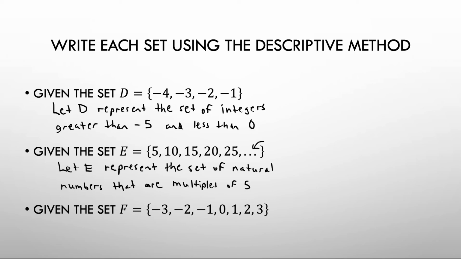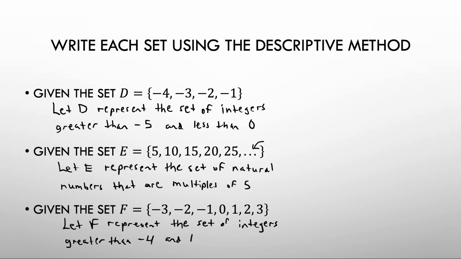All right, our final example says that set F is the values -3, -2, -1, 0, 1, 2, 3. So hopefully you are recognizing those as integers. So I'm going to say let F represent the set of integers. And then think about how you want to restrict it so that you only get those values. So I think we want to go greater than -4 and probably less than +4. And that will keep me in between those 2 values.